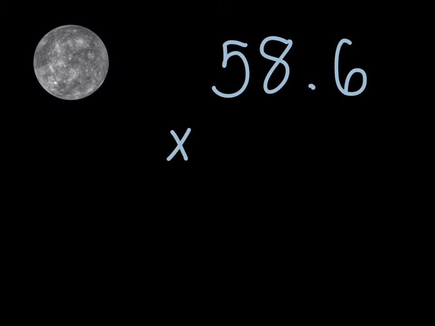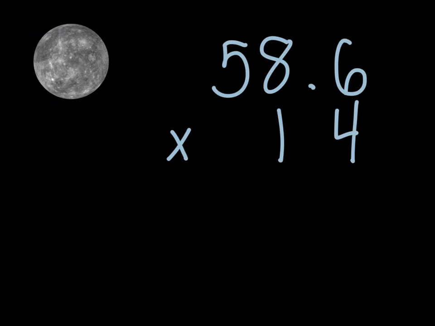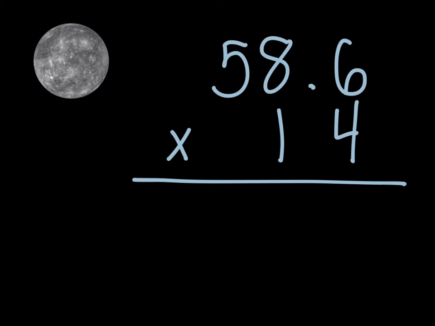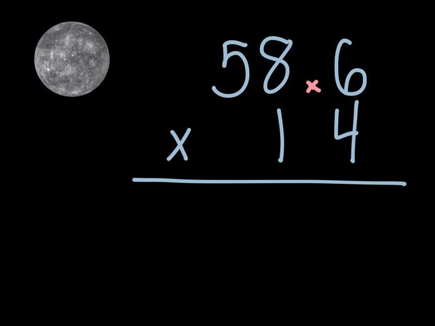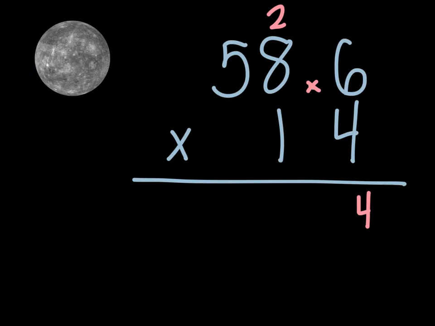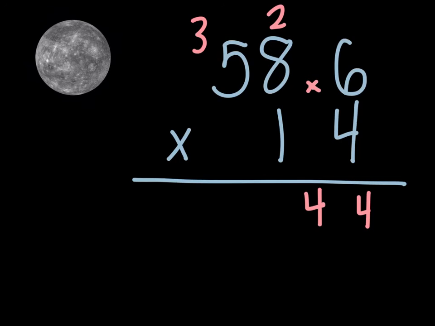So I'm going to multiply it because I want to talk about 14 Mercury days. So there's my problem. The first thing I'm going to do, boys and girls, is ignore that decimal point. It's not there. So I'm going to do 586 times 14. And let me work through that. You can pause your video, and I think you should work through it too because it's been a little bit since we've been doing multiplication, so it's always good to go back and review that.